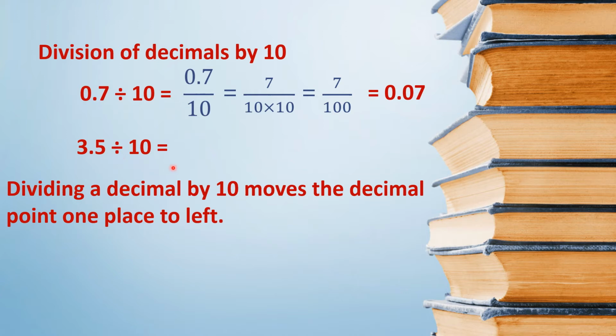3.5 divided by 10. We can write it like this, 3.5 divided by 10. Now here is one decimal place and we need to divide by 10. That's why this decimal point will move toward the left one place. It means this decimal will be here. Your final answer will be 0.35.